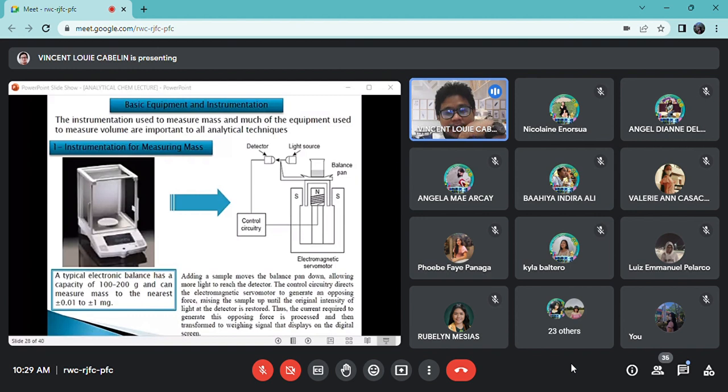Usually, itong mga analytical balance natin, electronic balance, ginagamit sa laboratory, because in the laboratory, as I mentioned, you always use small quantities of chemicals, like in powder forms, for example, or in solid form. Okay? And by the way, sino na nakagamit ng electronic balance? Meron tayo dito marami. Sa lab, meron tayo.